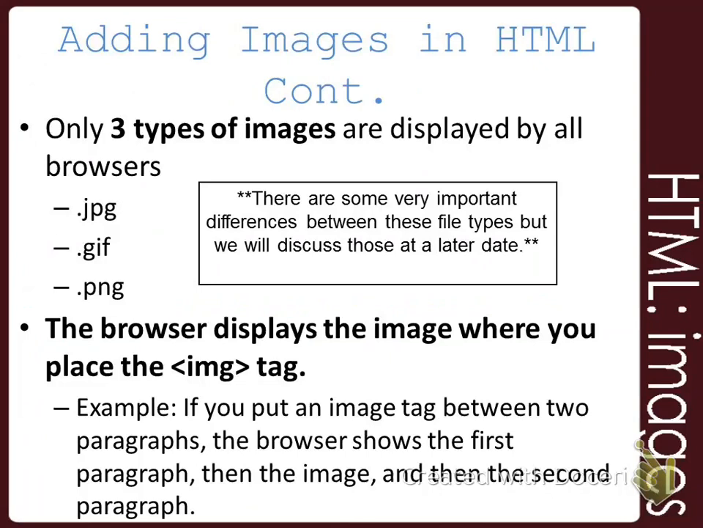The browser displays the image where you place the IMG tag. So if you put it after your name, that's where the image is going to come up. If you put it on its own line, that's where the picture is going to come up. If you put an image tag between 2 paragraphs, P, image, P, the browser shows the first paragraph, then the image, then the second paragraph. So wherever you put that IMG, except in the title, of course, that's where it's going to show the image.